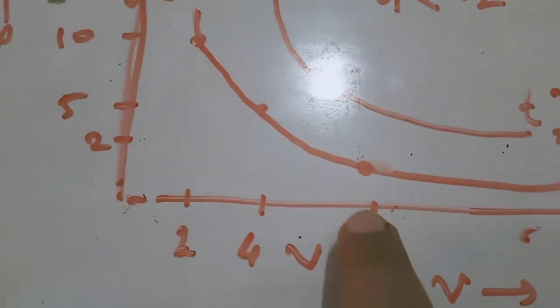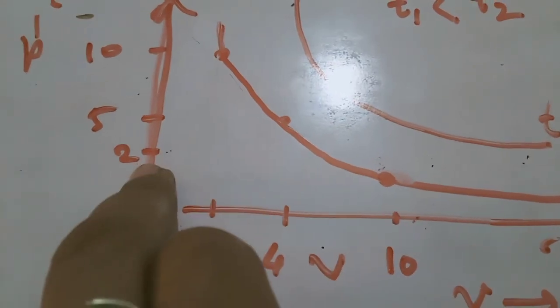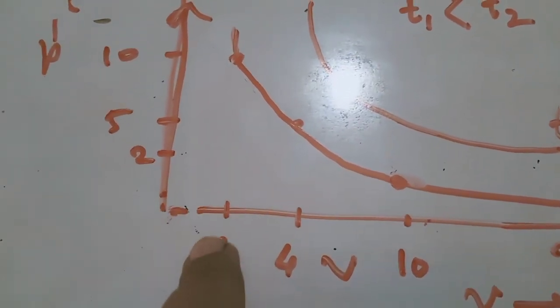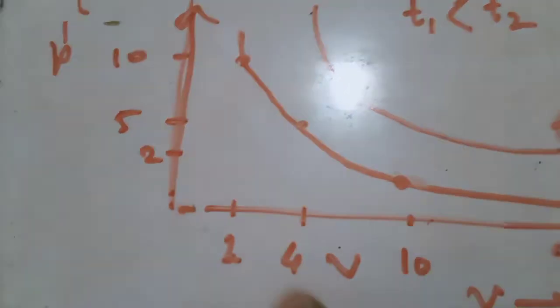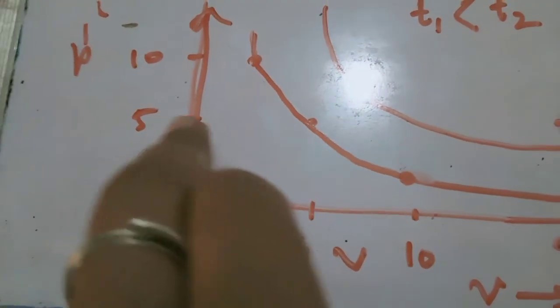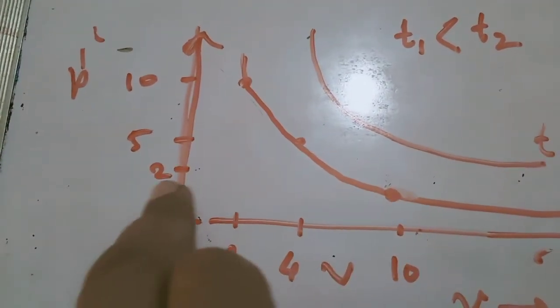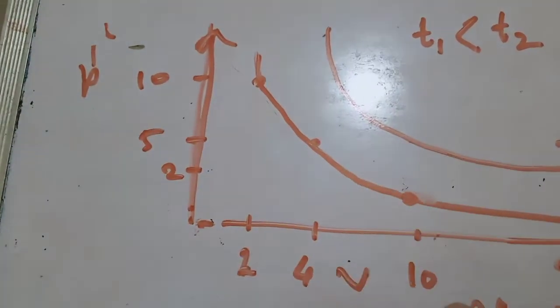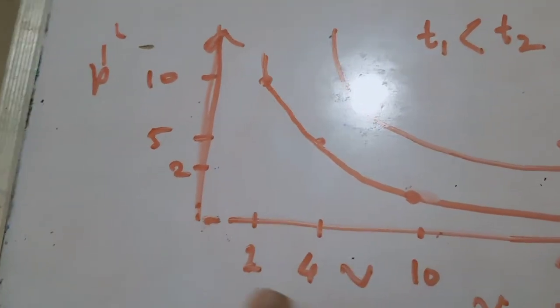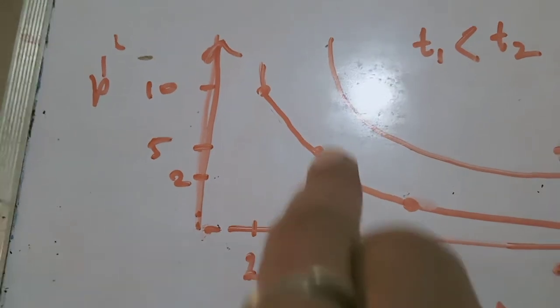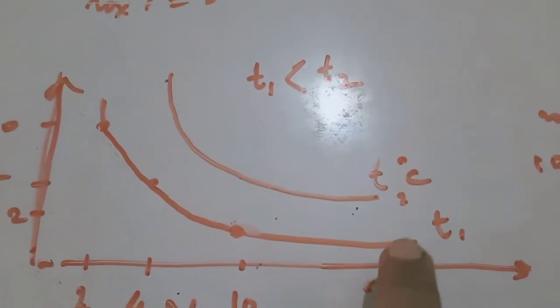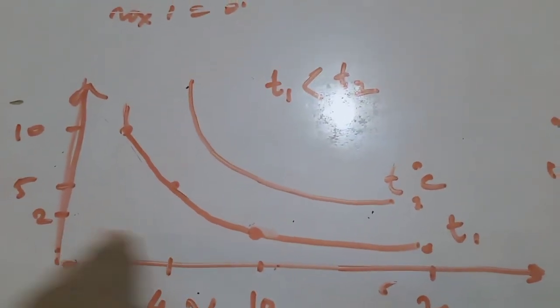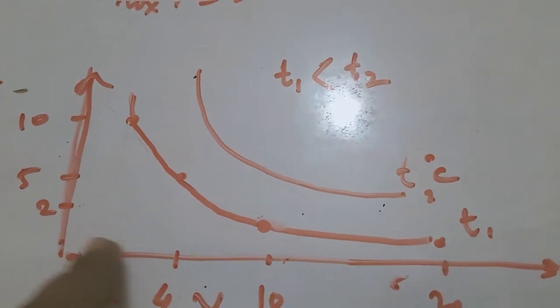Similarly, when the volume is 10, the pressure must be equal to 2, so that 10 into 2 is 20. For 4, 4 into 5 is 20. So (2, 10) is a point, (10, 2) is a point, and (4, 5) is a point. Similarly, (20, 1) is another point.